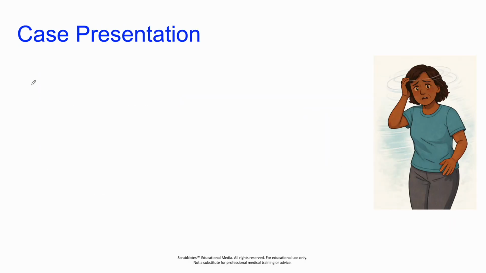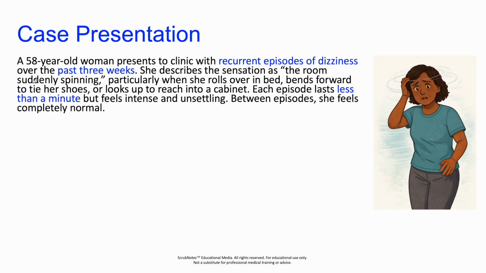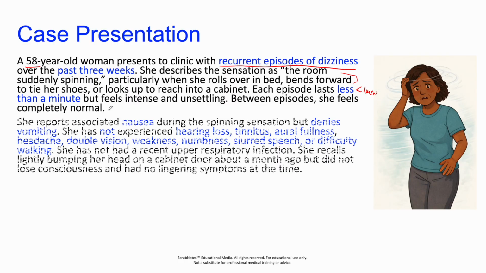Okay, so let's take a little closer look at our particular case. A 58-year-old woman presents to the clinic with recurrent episodes of dizziness over the past 3 weeks. She describes the sensation as the room suddenly spinning, particularly when she rolls over in bed, bends forward to tie her shoes, or looks up to reach into a cabinet. Each episode lasts less than a minute, but feels intense and unsettling. Between episodes, she feels completely normal.